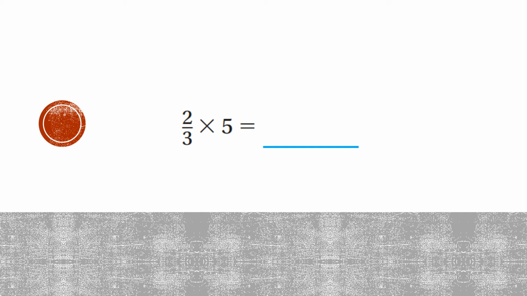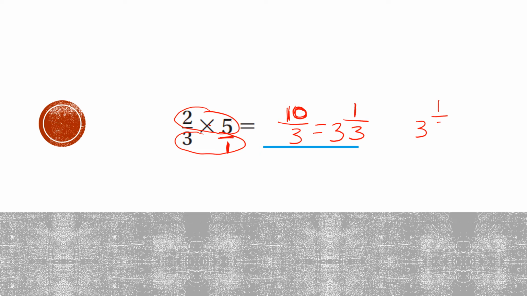So 2/3 times 5. We add a 1 and multiply. 2 times 5 is 10. 3 times 1 is 3. So how many groups of 3 can I make from 10? 3, 6, 9. That would be 3 groups, with 10 minus 9 is 1 left over 3. And if I check that, 3 and 1/3: 3 times 3 is 9, plus 1 is 10 over 3. So it checks out. If you need to slow me down, just pause. If not, I'm going to keep on going.